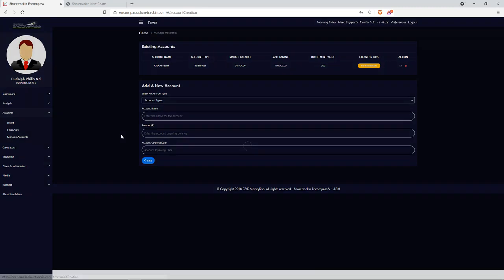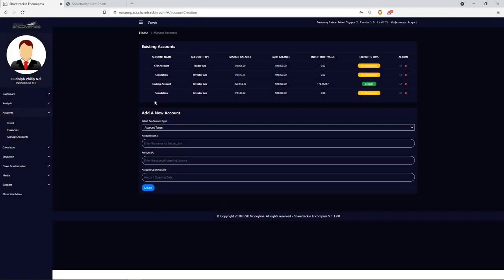Underneath manage accounts, this is where you can go and create extra accounts. You can only have one trader account. It will warn you at the bottom left if you've already got one. But if you go to investment account, you'll be able to create up to three. It will usually be your main investment account plus two. It will also warn you when you can't create any extra accounts, so this whole area would be blanked out, with a message warning you that you can't create any extra accounts.